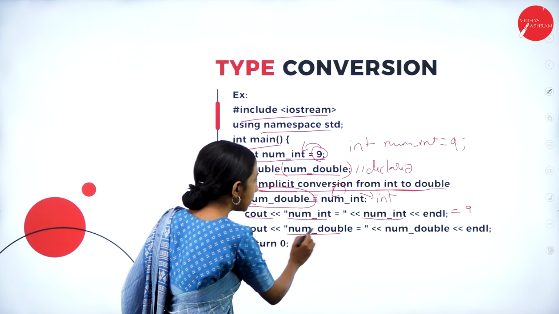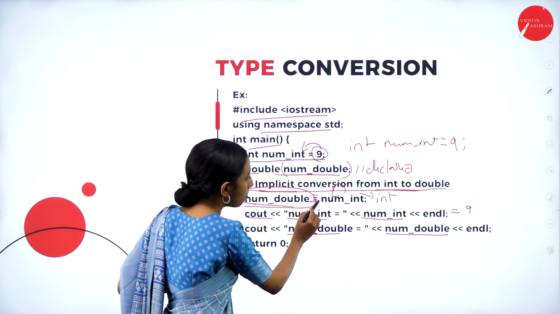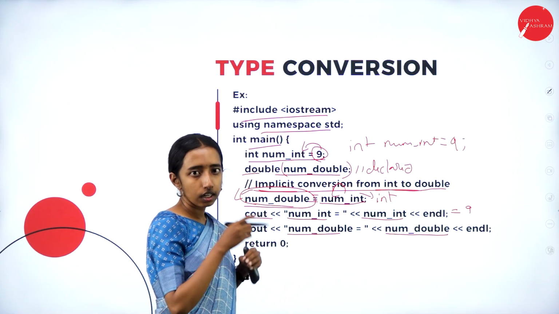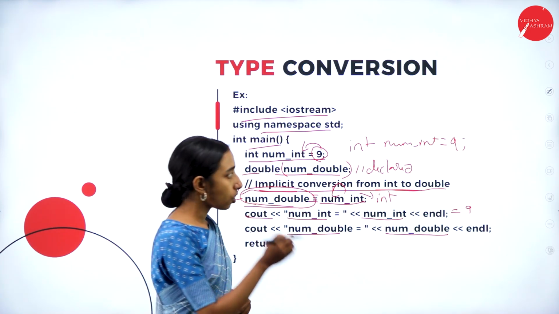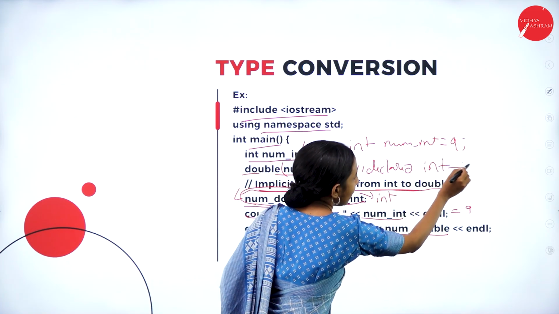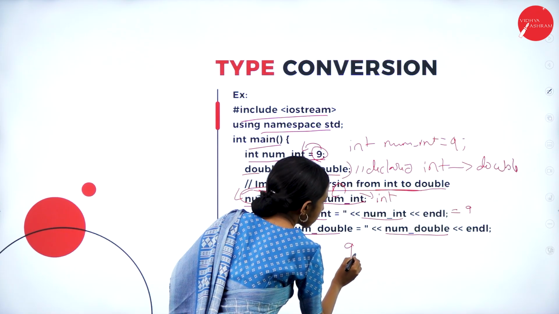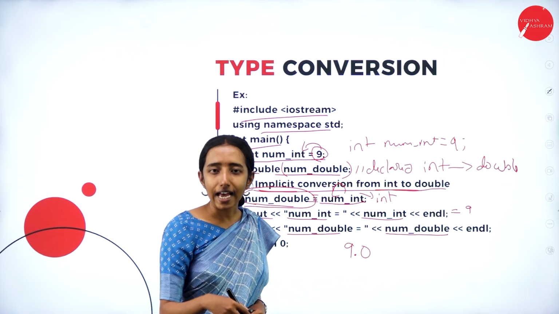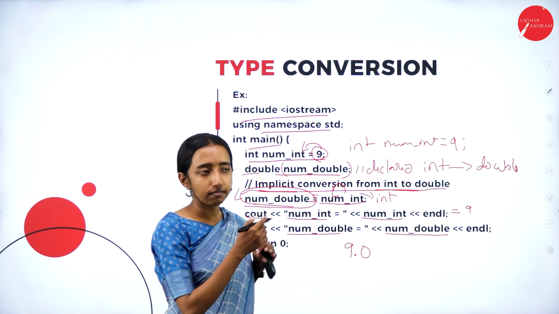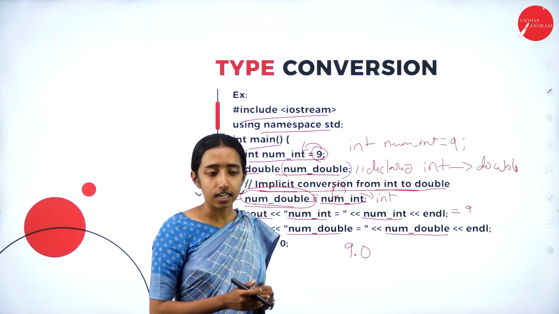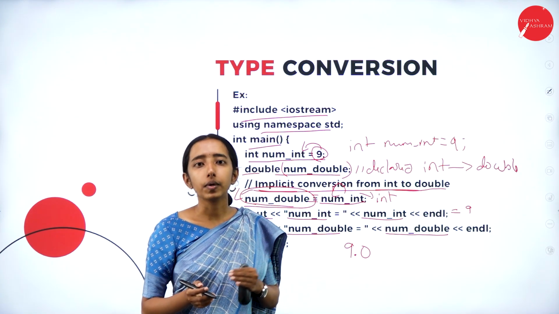Next I am having cout num_double, I am passing the variable num_double. Here if you see, num_double has been assigned num_int. Implicit conversion means it automatically converts. So the int automatically converts to double, and this 9 becomes 9.0 in the output. The compiler has automatically converted the int data type into the double data type. In this way, the smaller one always gets converted to the larger one automatically. That is implicit conversion.